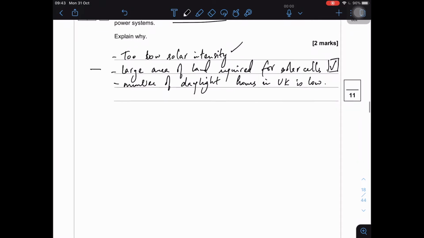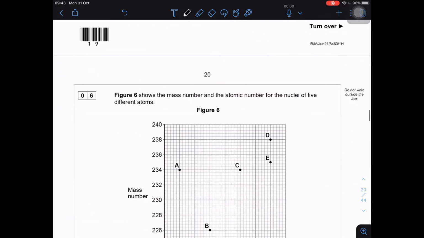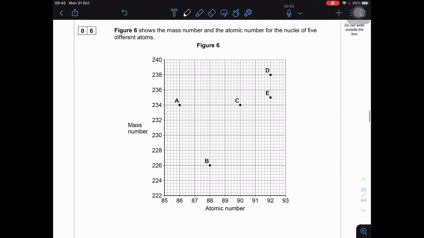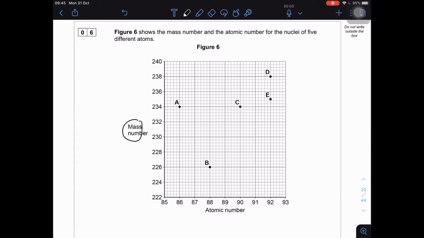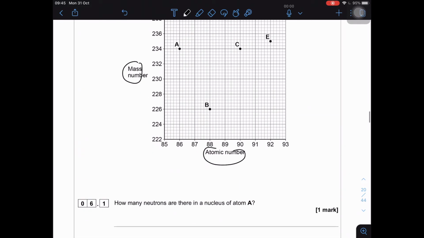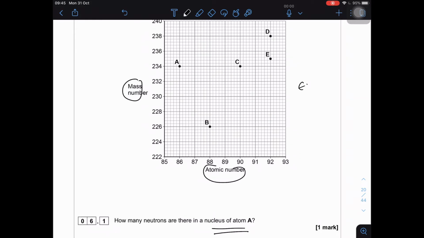Sorry for my handwriting. Okay, now the next one is question number 6. All right, question number 6. Here there's a graph, there's a mass number given and the atomic number given. So how many neutrons are there in the nucleus of A? So number of electrons and number of protons and the atomic number, these are all the same.